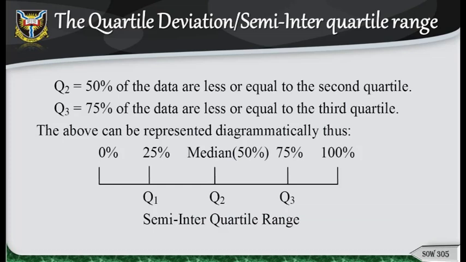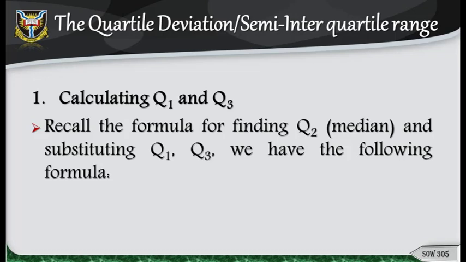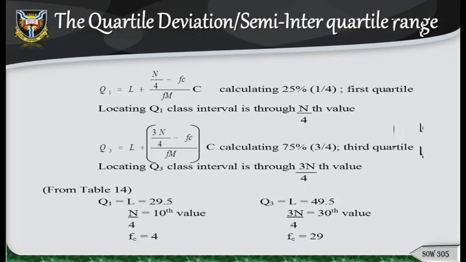The above can be represented diagrammatically thus. 1. Calculating Q1 and Q3. Recall the formula for finding Q2, the median. Substituting for Q1 and Q3, we have the following formula. Q1 is equal to L plus, open bracket, N over 4 minus Fc, all over Fm, close bracket, times C. Calculating 25%, one quarter, the first quartile.